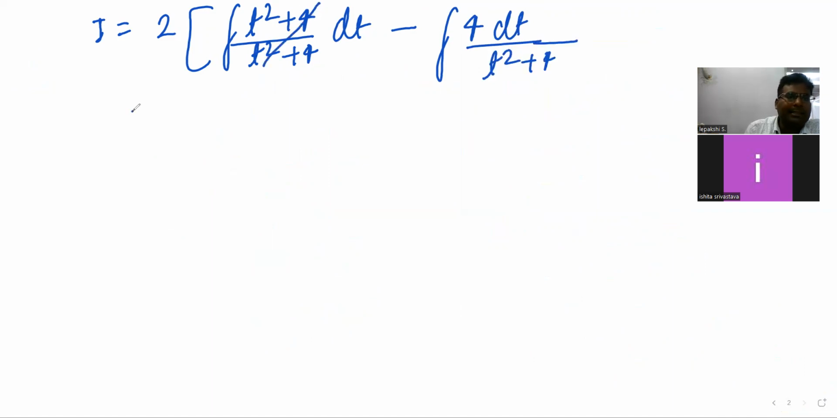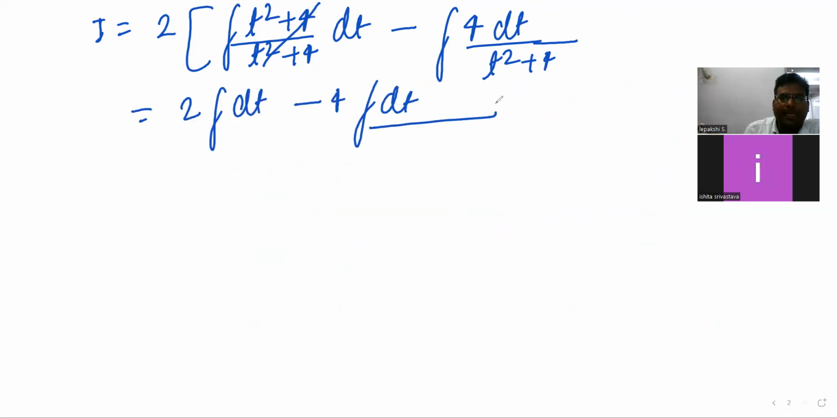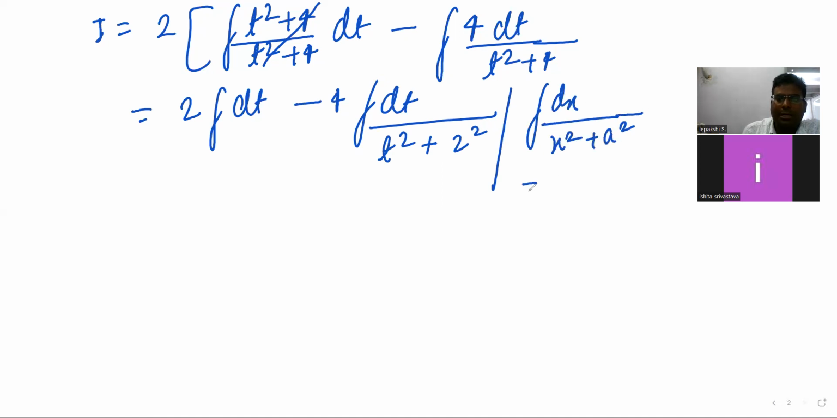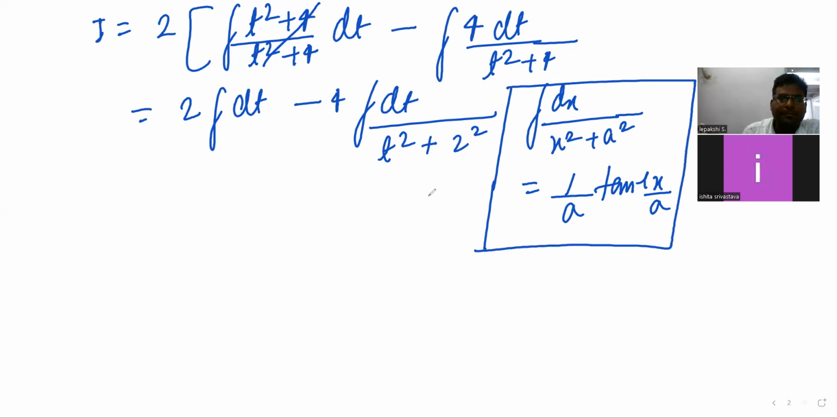So this will get cancelled. So remaining is 2 integration dt minus 4 integration dt upon, and this can be written in the form of t square plus 2 square. So I will use this formula: integration dx upon x square plus a square, its answer is 1 upon a tan inverse x upon a. So this is the answer for it, right?